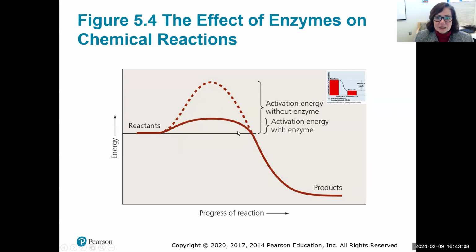What an enzyme does for you is it makes it easier to get up over that hump. There's not as much of an initial investment that I need to make in order to get moving. That is why enzymes catalyze: they make the reactions go more easily.